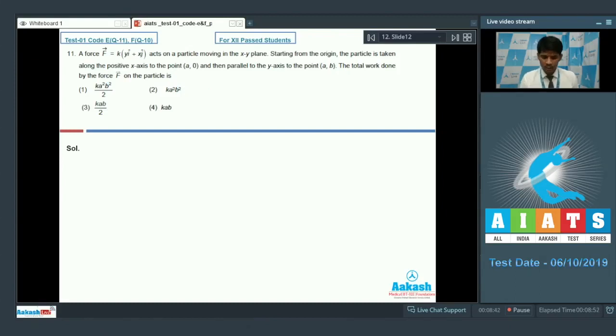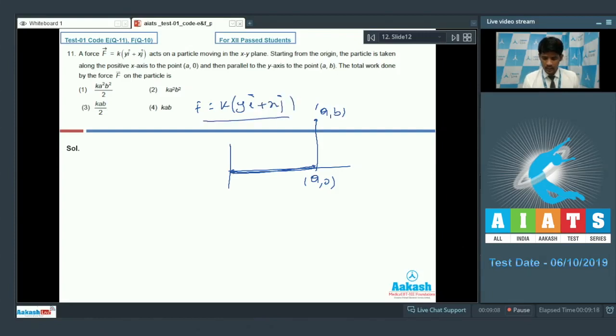The movement suggested by the question is, first, the particle moves from here to here, point being A0, and from here to here, this point being AB. This distance is B, this distance is A. For the first step, when the particle was moving along the x direction, the force on the particle is given as F = K(yi + xj). Since the y component is 0, the total force acting along the direction of the displacement is 0, so there is no work done in the first step.